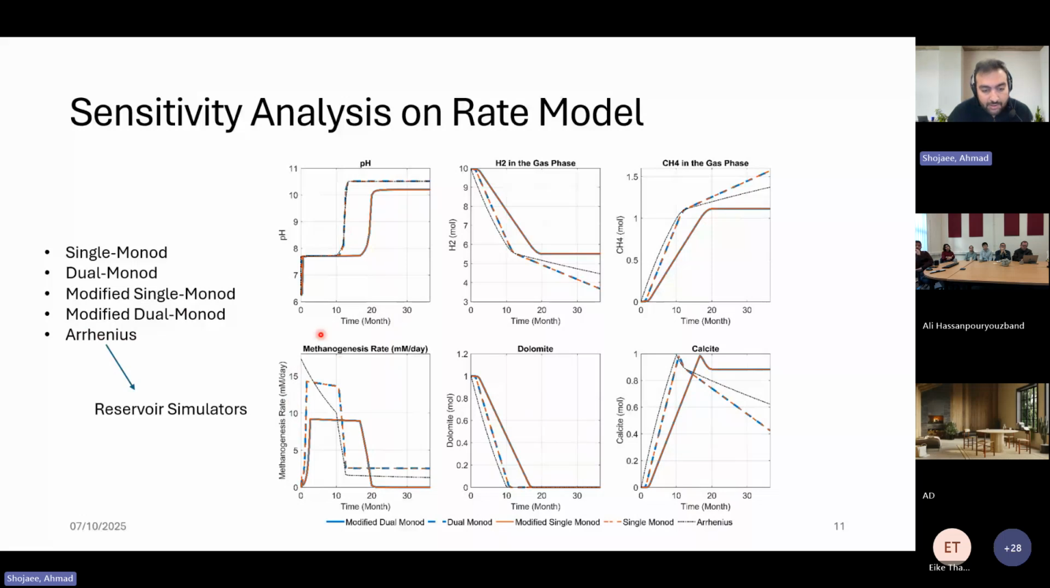But if you look at the rate of reaction chart, you can see that the black dash line is not able to predict the initial behavior of the system. The dual Monod, single Monod, and modified rate models are predicting the rate of reaction starting from near zero, and they are reflecting the microbial growth. But the Arrhenius model is not able to reflect the growth part, and it is overestimating the rate of reaction. Other charts show the amount of hydrogen in the gas phase, methane production from methanogenesis, dolomite dissolution and calcite precipitation.